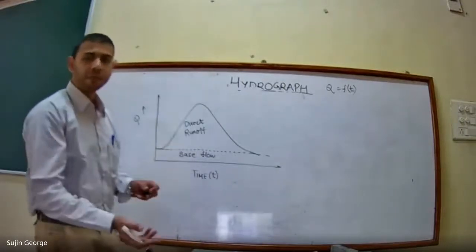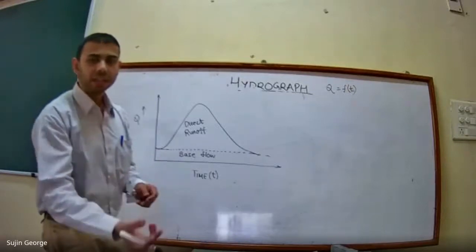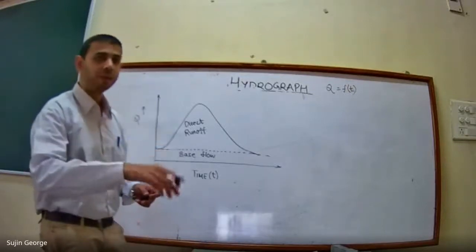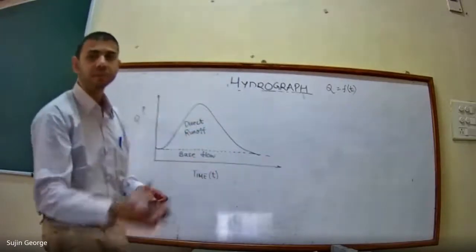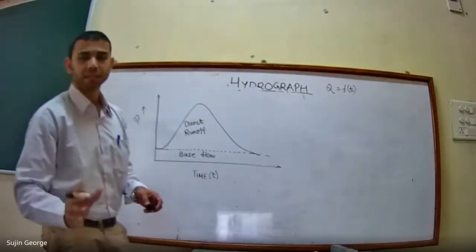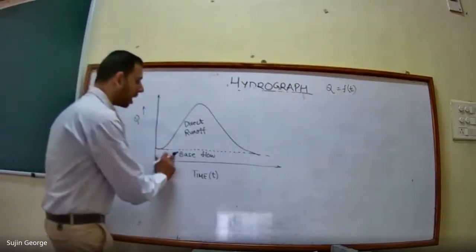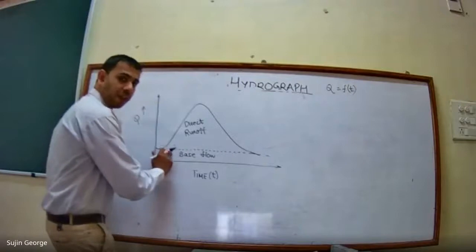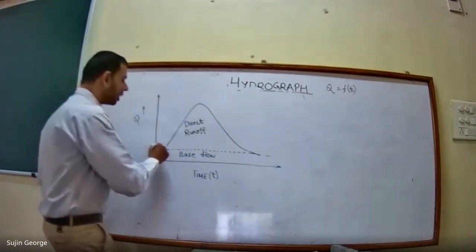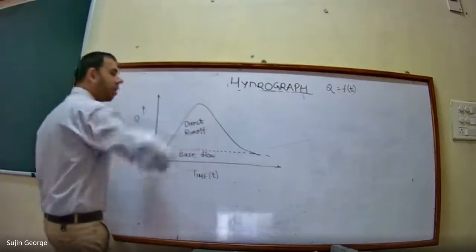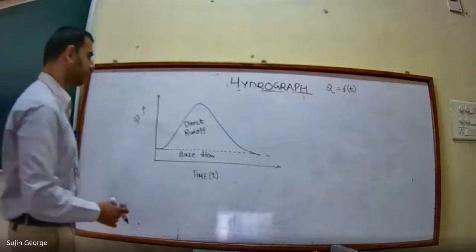Because base flow will happen first. First infiltration will happen, then only runoff will happen. When all the initial losses and infiltration conditions are satisfied, then only runoff will take place. For that to occur, base flow has already occurred. After base flow, the direct runoff will start. Hence we have started it from a level above the base flow.